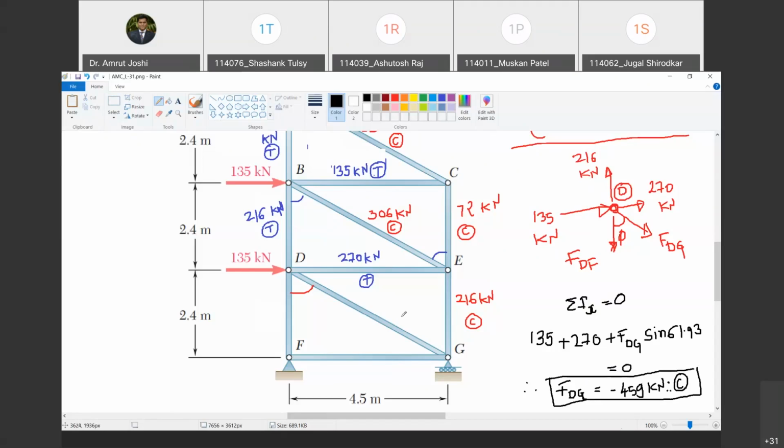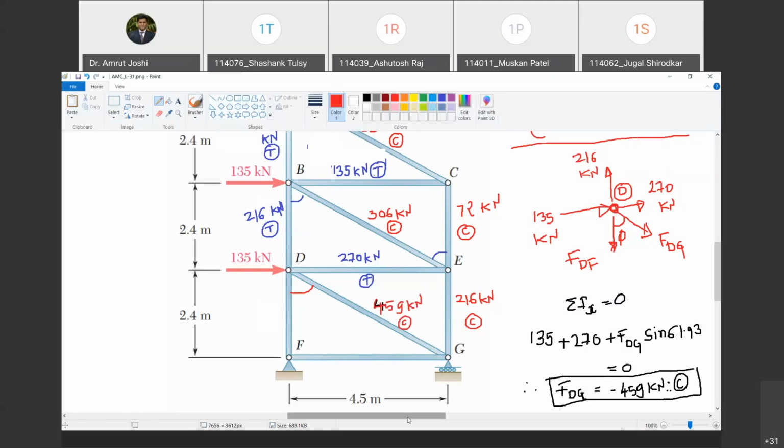And that I am going to write down here. So what is the value of FDG? 459 kilonewton compression. So you can observe all these inclined members are in compression, horizontal members are in tension. Are you with me? Yes, sir.